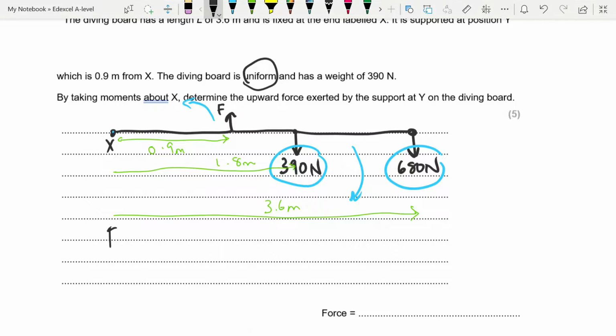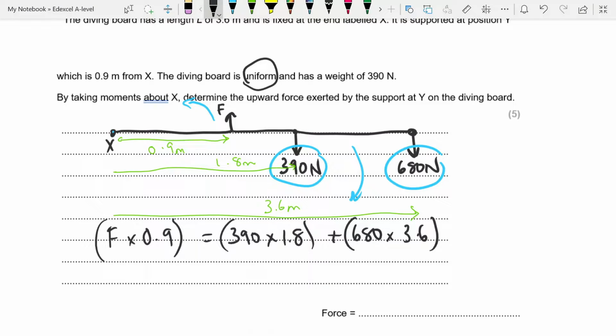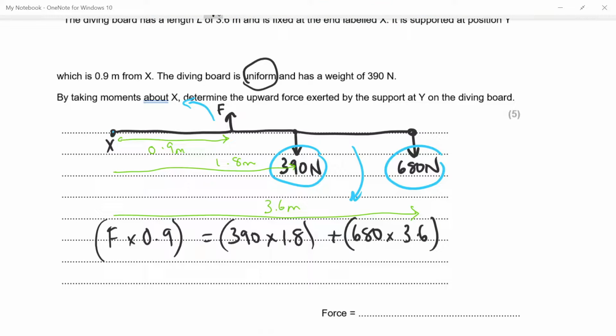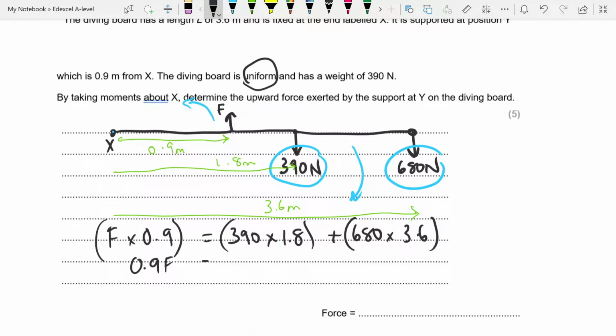So we're going to go force times 0.9, that's our anti-clockwise, is equal to 390 times 1.8 plus 680 times 3.6, giving us the sum of the clockwise moments. And again, I'm going to do this out as a full calculation. That's 702 plus 2448. 0.9F is 3150, giving us an F of 3,500 newtons.